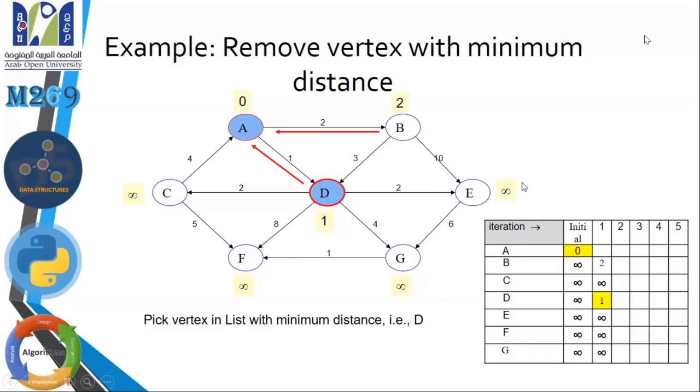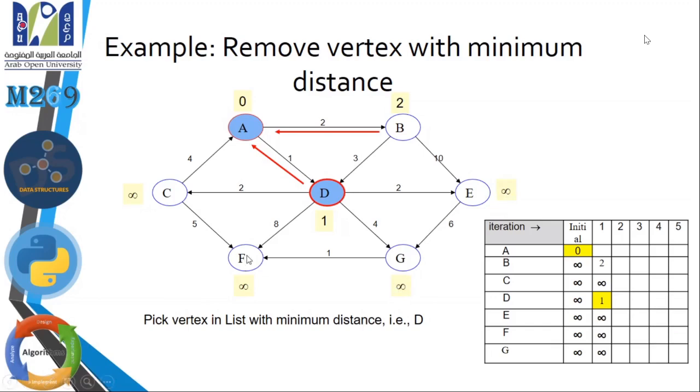So now it will be updated. 3 is less than infinite, so that will be 3. Same idea. I need to go to G because there is a way. So now it will be 1 plus 4, which is 5. 5 is less than infinite, so that one will be replaced by 5. So now we have 3 and 5.